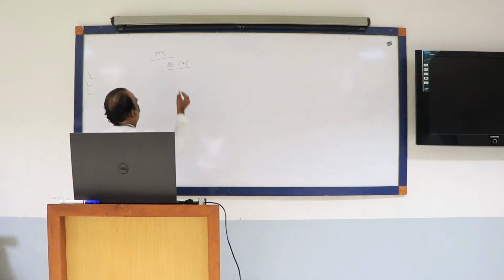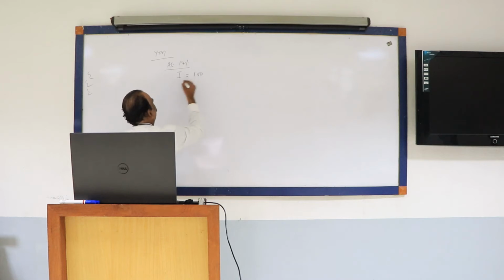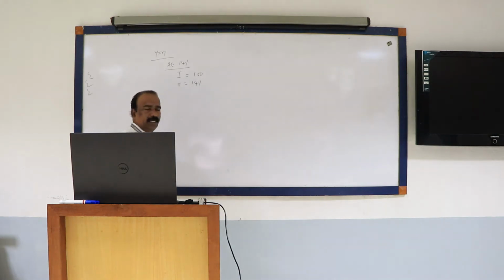So what is the coupon interest? I is how much? 10% of 1000, that is 100. I is 100. Then R is 14%, which is what we have to work with. Then the maturity value is rupees 1000. Okay, so calculate the price. Price is equal to 100 divided by 1.14 power 1. N is how many years? 5 years.